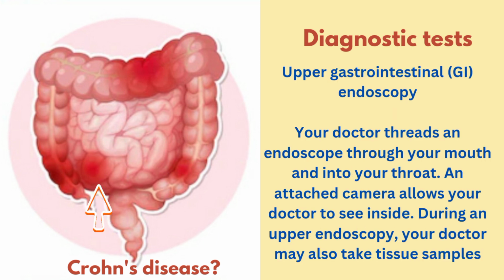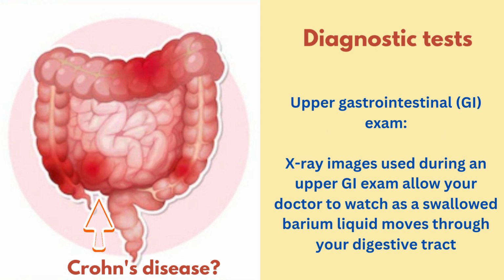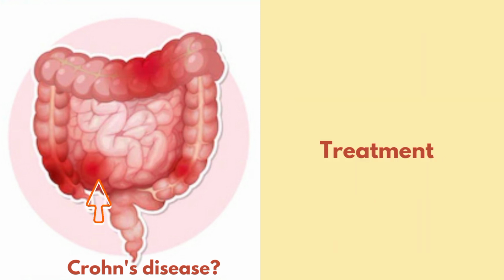Next test is the upper GI endoscopy. Your doctor threads an endoscope through your mouth and into your throat. An attached camera allows your doctor to see inside. During an upper endoscopy, your doctor may also take tissue samples. The next test is the upper gastrointestinal exam, that is GI exam. X-ray images used during an upper GI exam allow your doctor to watch as a swallowed barium liquid moves through your digestive tract.